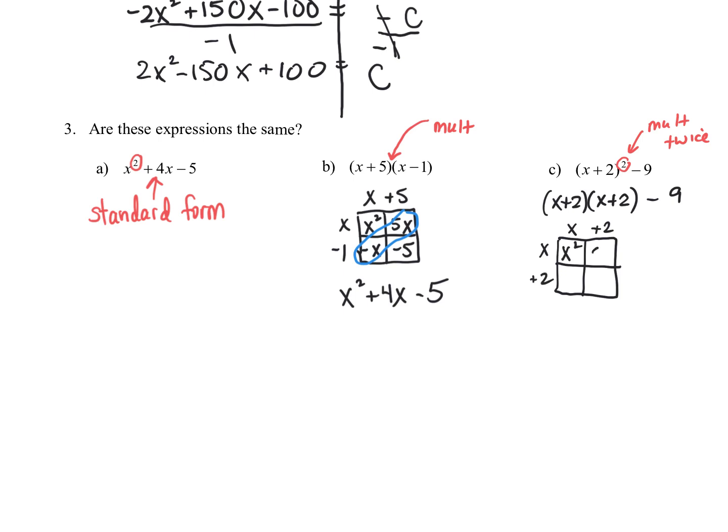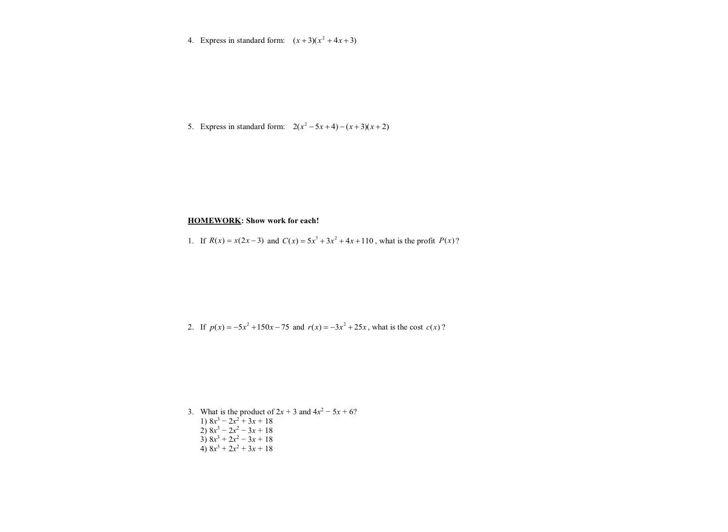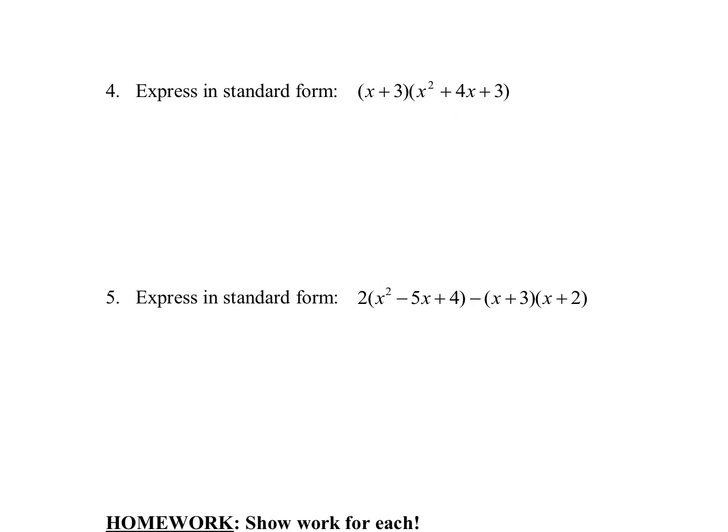So when I multiply this out, I will have like terms, 2x and 2x. So I have x squared plus 4x plus 4, but don't forget, I still have that -9, and a plus 4 and a -9 are like terms. So that becomes a -5. So what you'll notice is that all 3 of these are the same. Moving on, we have 2 more questions.